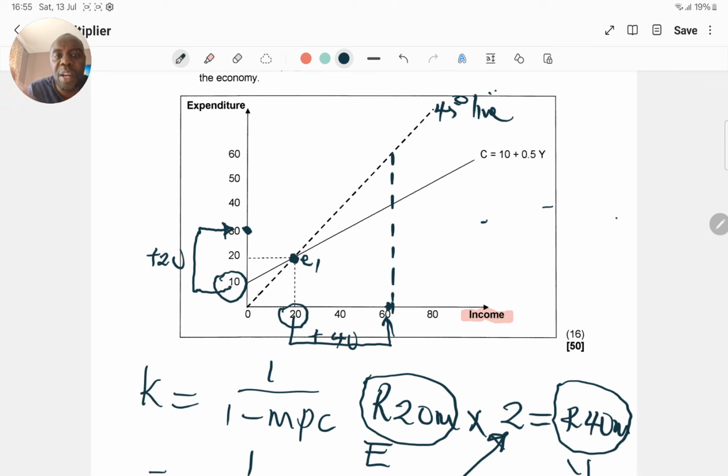And then what do we do? Remember, we said any point that lies on the 45-degree line becomes equilibrium. It means that expenditure is equal to income. So if this is 60, it also means that I have to find my 60 this side.